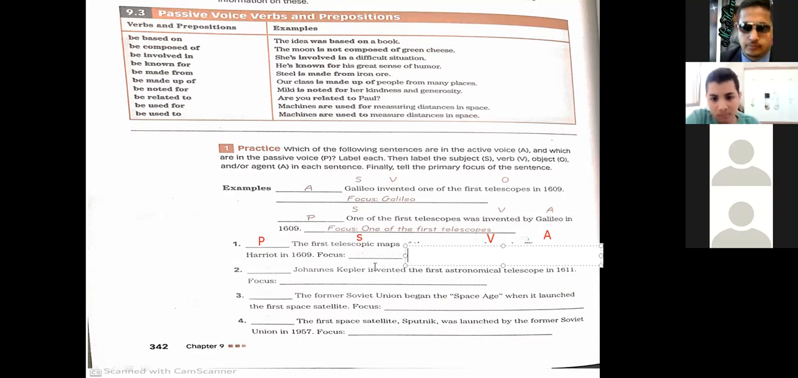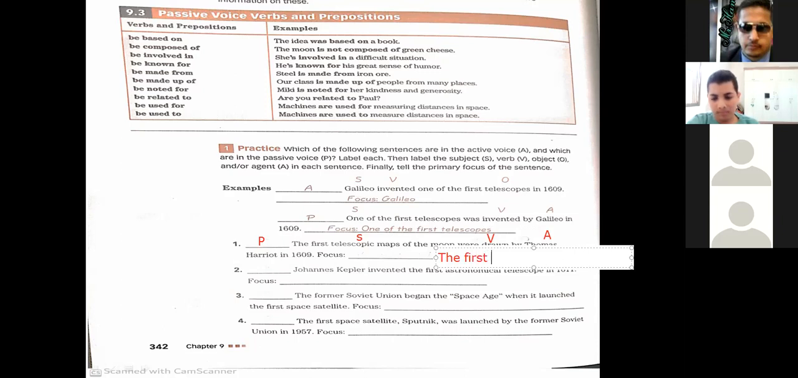The first telescopic maps. No, Ziad, this one is passive voice, yes? The one after by plus agent, this is the agent, not subject or object. As we said, this is a passive sentence. We started already with the object and it became the subject. So by plus Thomas, this one is the agent. Focus again on the first telescopic maps, yes?